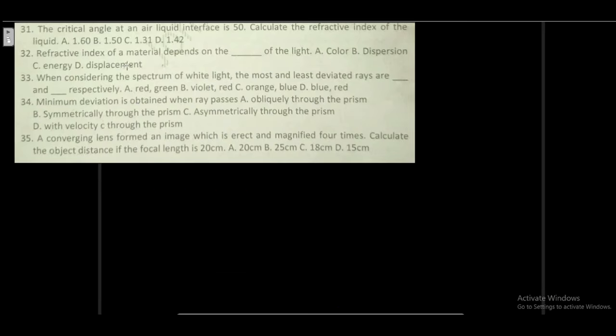Now question 31 says the critical angle at an air-liquid interface is 50. So we have C, the critical angle, to be 50 degrees. Calculate the refractive index. Now refractive index is simply equal to 1 over sine of critical angle. So we are going to have 1 over sine 50, and that will give us approximately 1.31. Refractive index does not have any unit, so we have option C. So that's question 31.